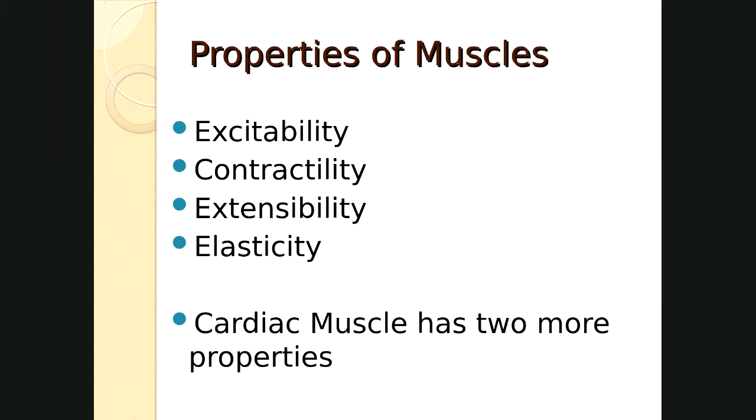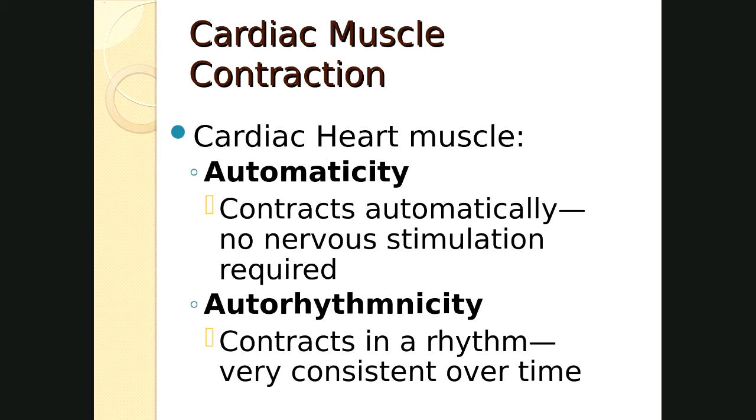But cardiac muscle has 2 new properties, 2 additional properties that skeletal muscle does not have. And these 2 properties, one of them is the heart muscle cell is automatic. It's automatic. In other words, you don't have to tell it to contract. You can cut the heart out.